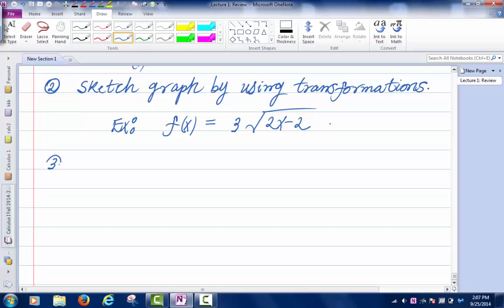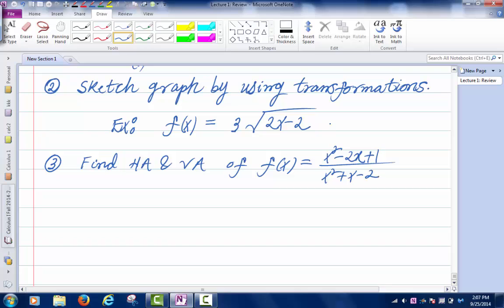Third, find the horizontal asymptote and the vertical asymptote of a function, let's say f of x is equal to x squared minus 2x plus 1 over x squared plus x minus 2. So this is an example I did in the class. But I'm going to give you one function and you have to find the horizontal and the vertical asymptotes of that function.